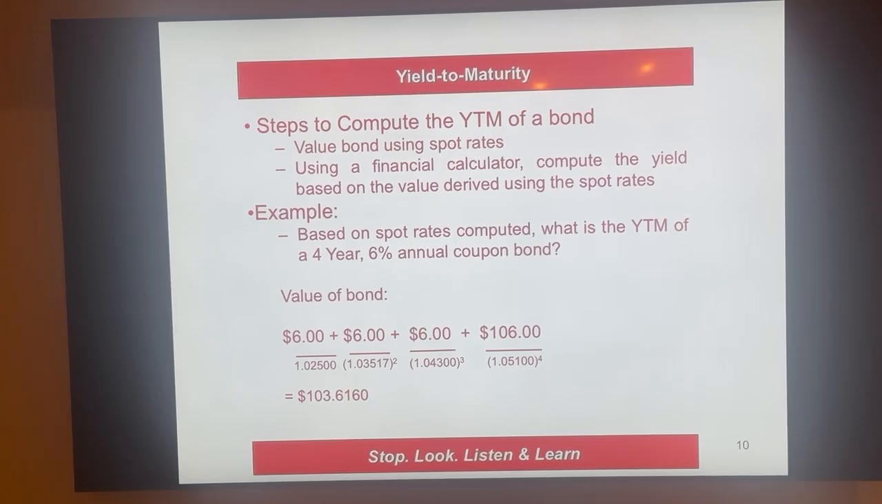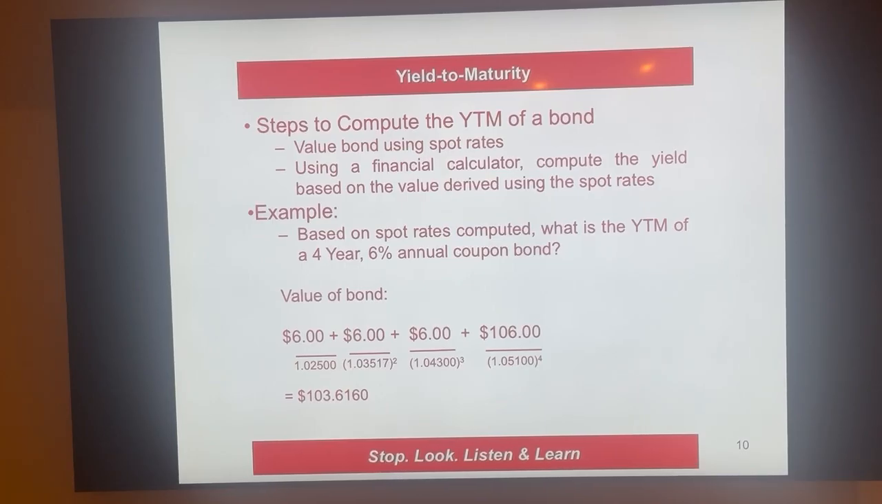And so we need to discount that particular cash flow back at the 4-year spot rate, which we previously determined to be 5.1%, and we need to raise that to the 4th power to reflect the fact that that cash flow is coming 4 years into the future. And then we sum all those items and we arrive at a value for this particular bond of $103.62 if you round. So that's the first step.